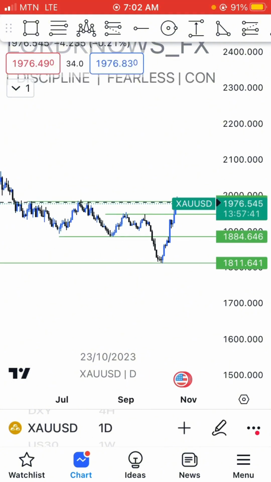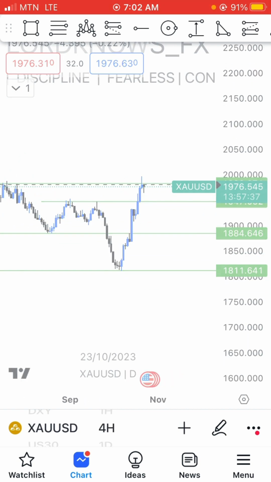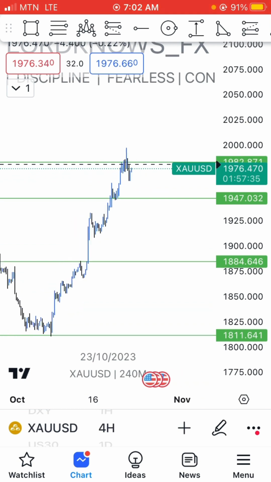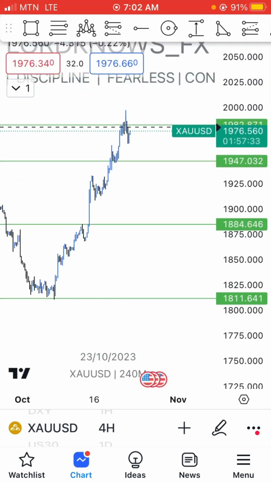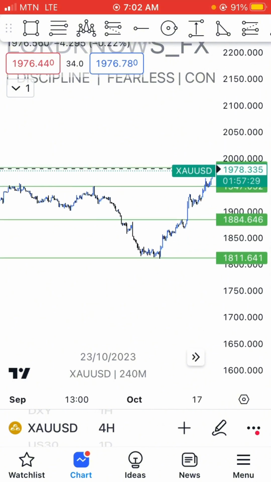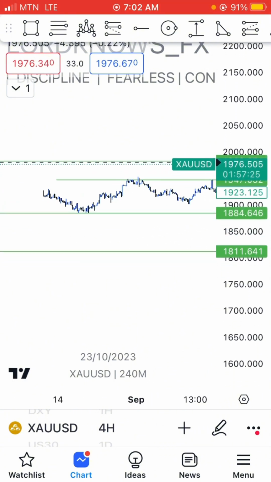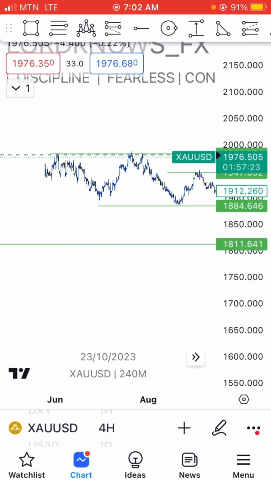Okay. So now let's narrow down to the 4 hour time frame. So this is the 4 hour time frame. This is how it looks like. Okay. So you see everywhere it gets to a zone, there is a reaction. Everywhere it gets to a zone, there is a reaction.